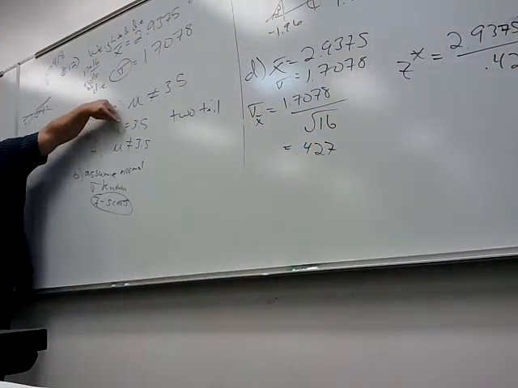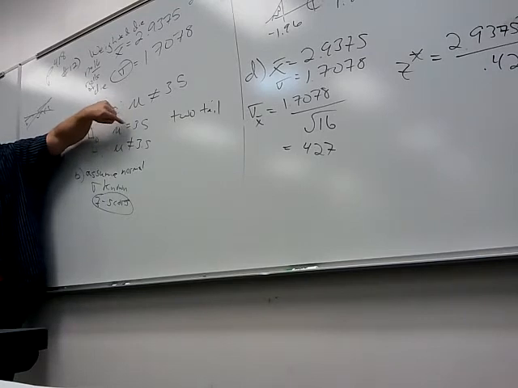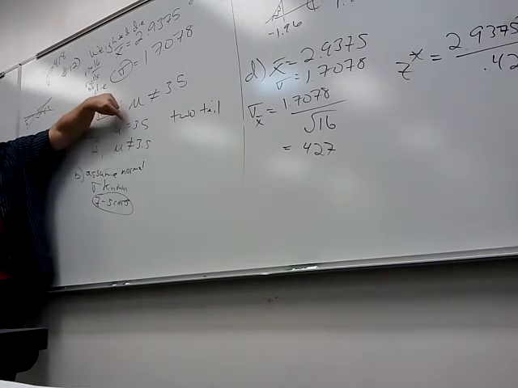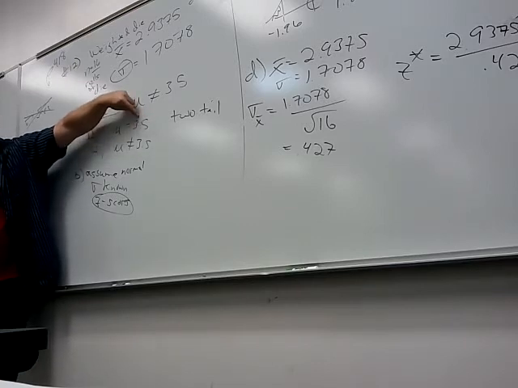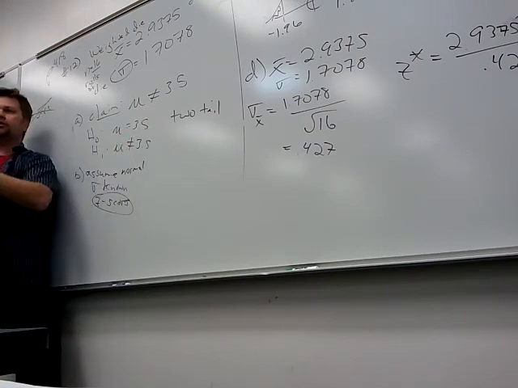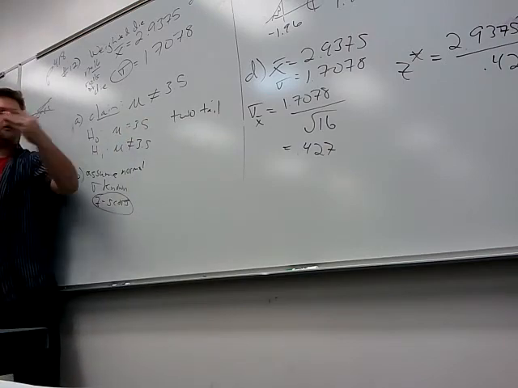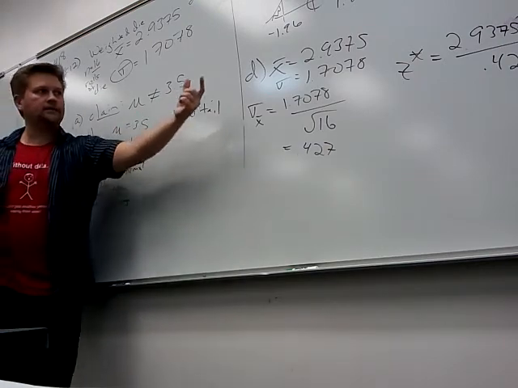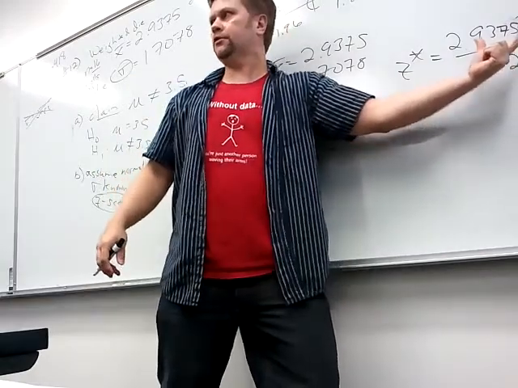So the null always has an equals in it, right? Greater than or equal to, less than or equal to, or equal to. So it's always going to be related to that number there. So I'm trying to find a sample to compare to this number to show that the sample I got is so far from this number. That's why it makes sense that I subtract those two numbers.